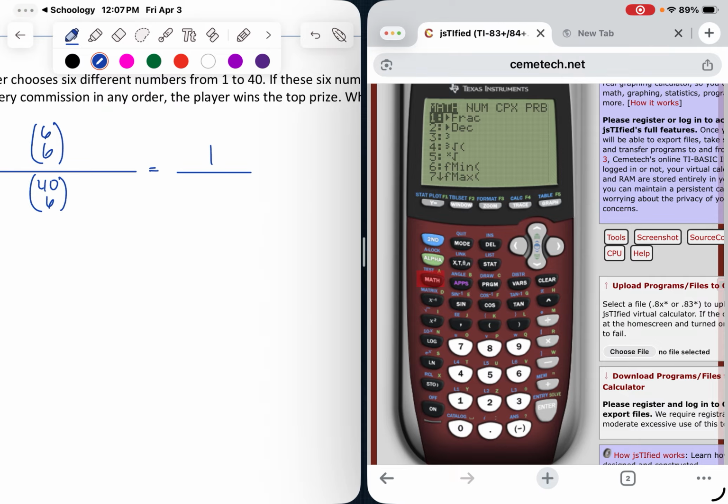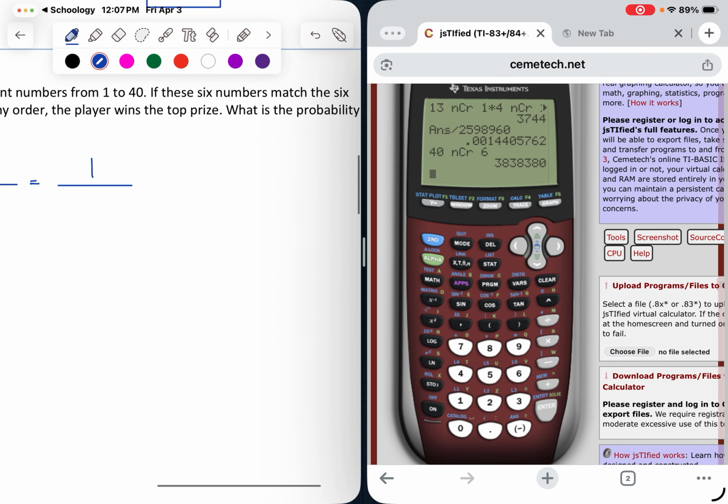So 40, math, probability. Nope. Try that again. 40, math, probability. Option number 3. 6. Enter. So that is 3,838,380 different outcomes. And we have to get the one that we chose. So 1 divided by second answer. Okay, and I knew it was going to look like this.